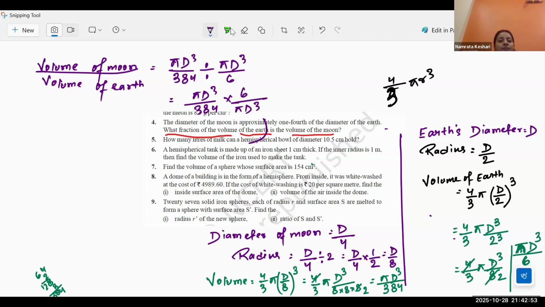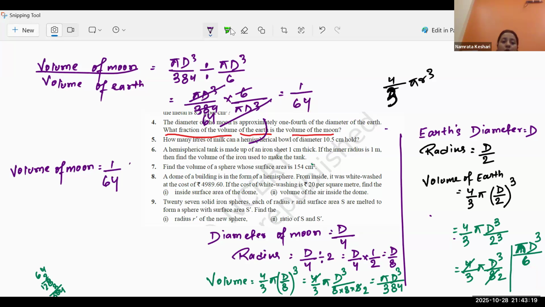Clear so far? These two gone. 6 times 64 is 384, so we are getting 1 by 64. Is it clear so far? Yes, ma'am. Okay, now we can say volume of moon is equal to 1 by 64th of volume of earth. In this format only we were supposed to find the answer.